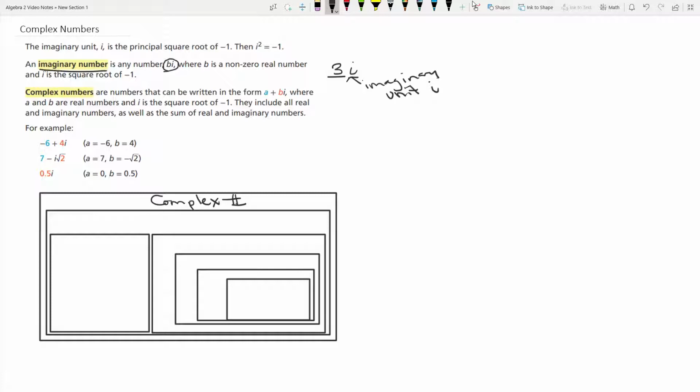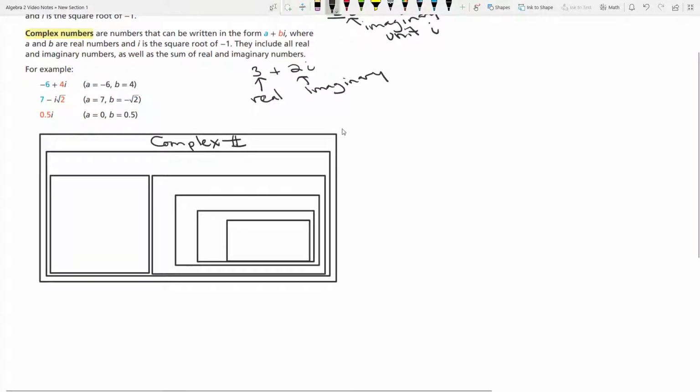Well, complex numbers have both the real part and the imaginary part. So for example, 3 plus 2i. So this is the real part, and then this is the imaginary part. Okay, so complex numbers have both components. So that means that complex numbers include real numbers. So if you have complex numbers as one big number system, that includes real numbers. And real numbers are usually what we work with, right?